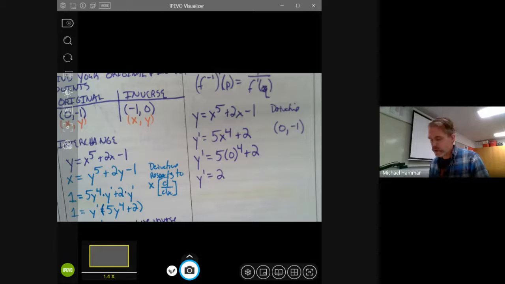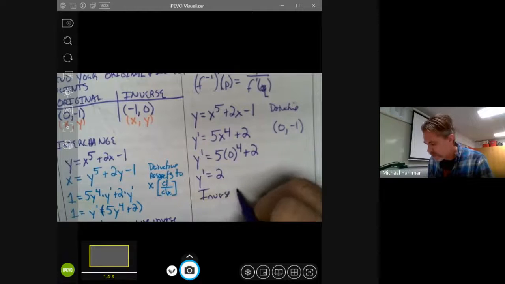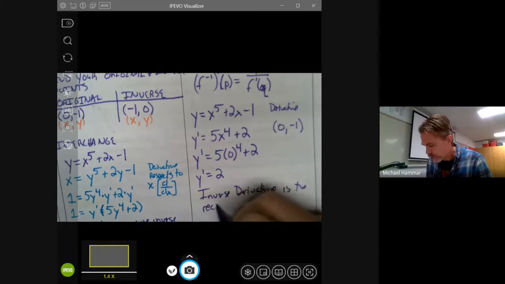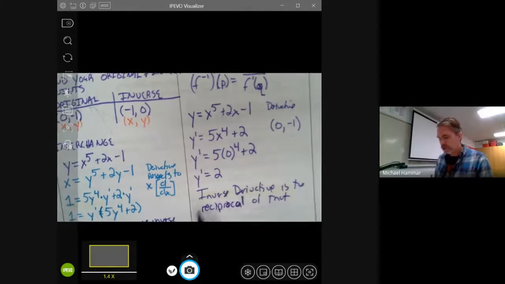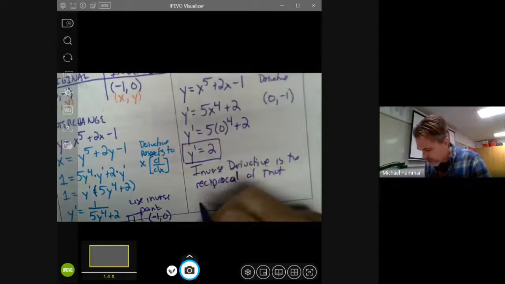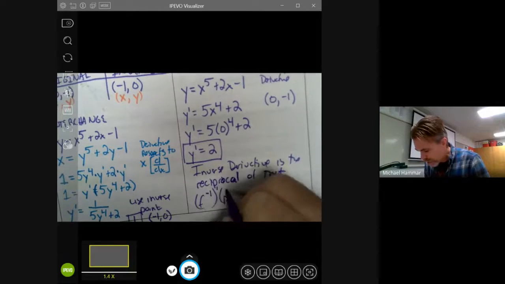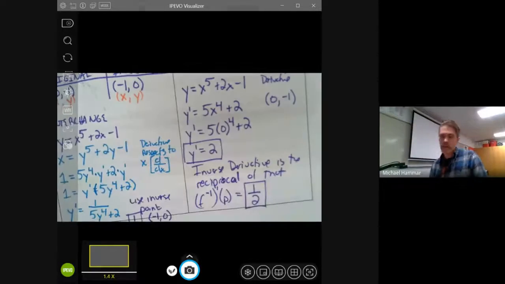So what do you do now? How do you find the derivative of the inverse? Well, the derivative of the inverse is the reciprocal of that. So if this is the derivative of the original, then the derivative of the inverse at p is going to equal 1/2. Okay, so you take the reciprocal of that.